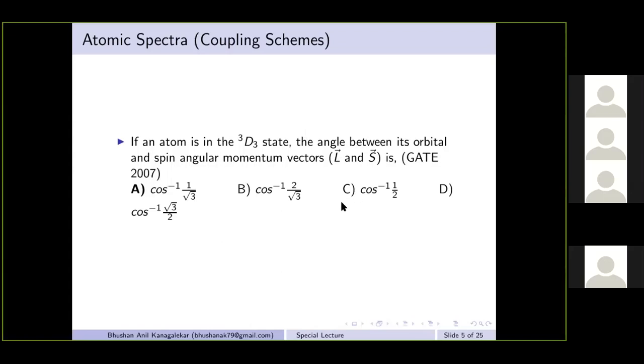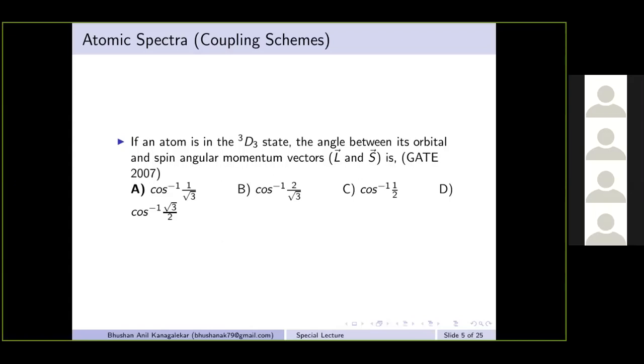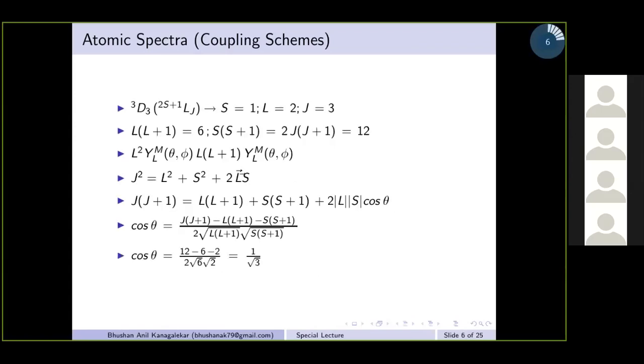Fine. So if an atom is in the 3D3 state, the angle between its orbital and spin angular momentum vectors, capital L and capital S, is cos inverse of what value? Different values are given. For the 3D3 state, we compare with 2S plus 1 L J, and you will get S is equal to 1, L is equal to 2 for the d orbit, and my J value here is 3.